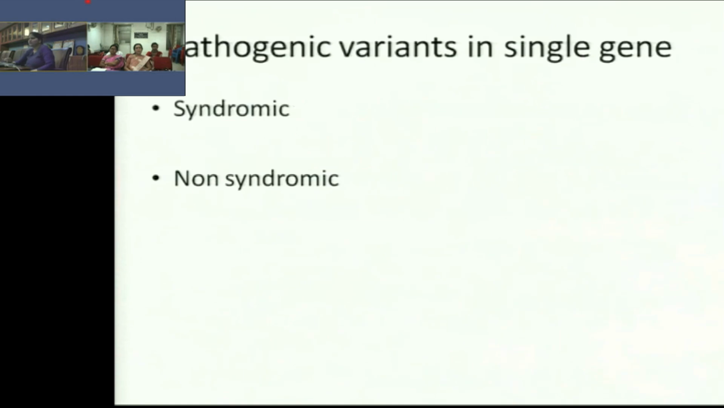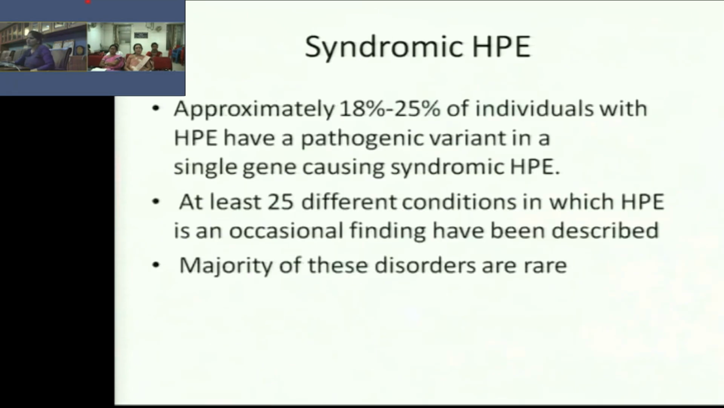So coming to this, then we talk about the single gene disorders associated with HPE, which could be syndromic or non-syndromic. In the syndromic forms, approximately 18 to 25% of individuals have a pathogenic variant in a single gene causing a syndrome. So there are at least 25 different conditions or syndromes which are associated with HPE, and the majority of these disorders are definitely rare.